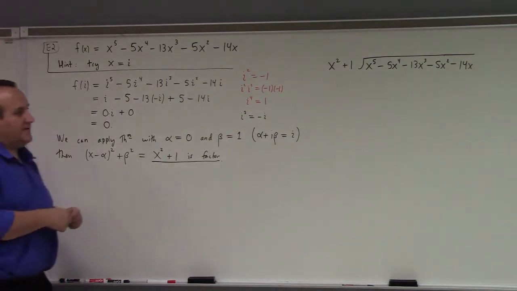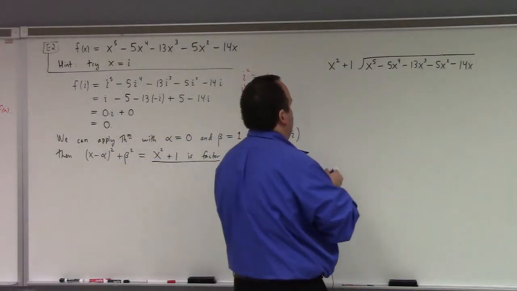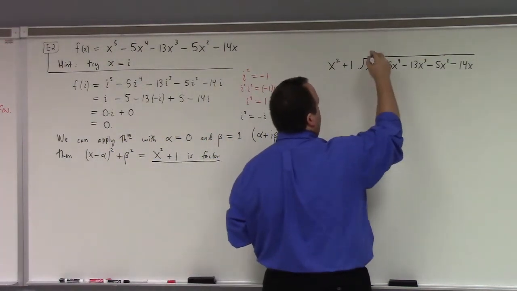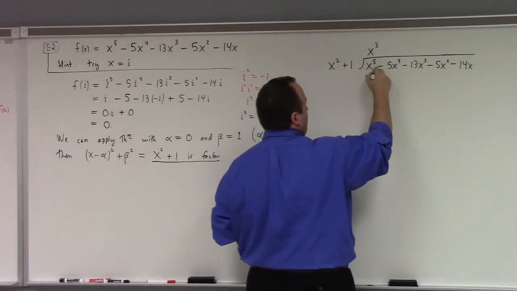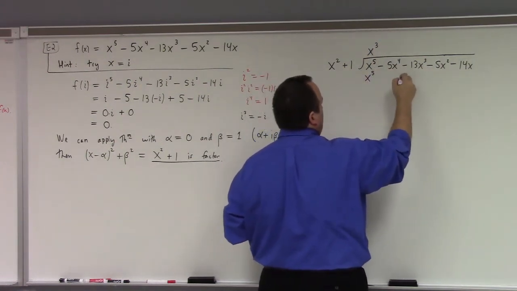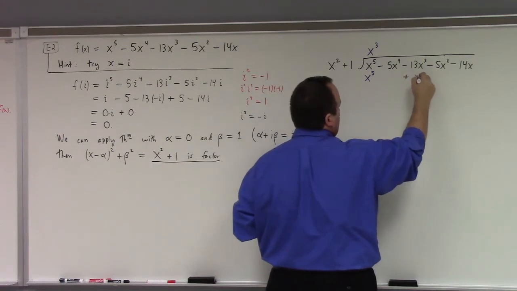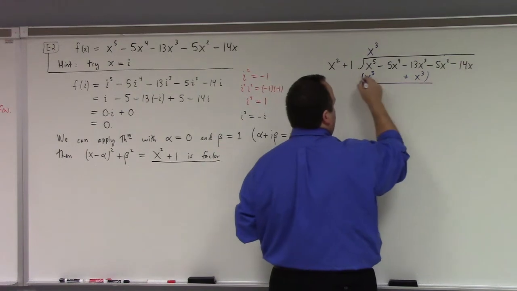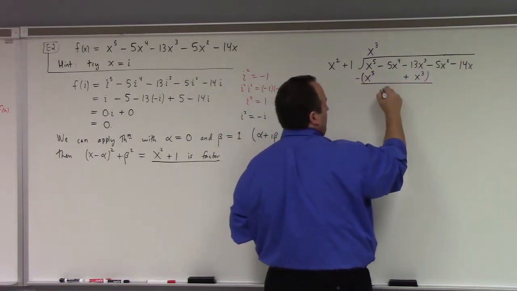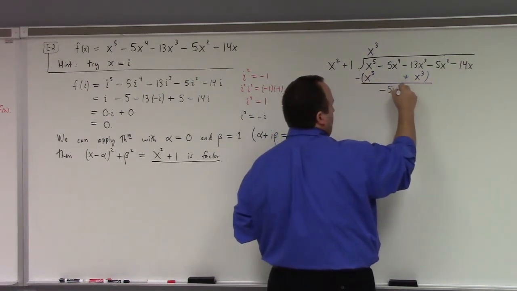To get x to the power 5, what do I need to multiply x squared plus 1 by? I need an x cubed, right? X cubed times this gives me x to the 5th plus x cubed. I'll write it over here because that's kind of where it goes. So then you subtract these. What do we get? We get minus 5x to the 4th.